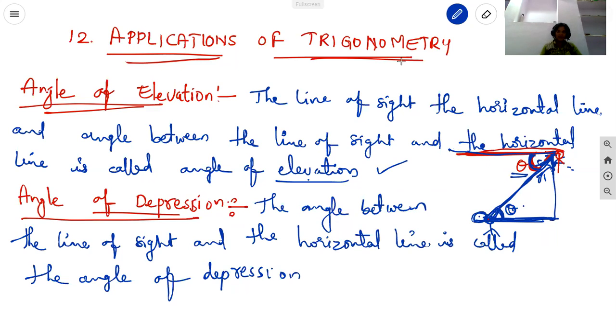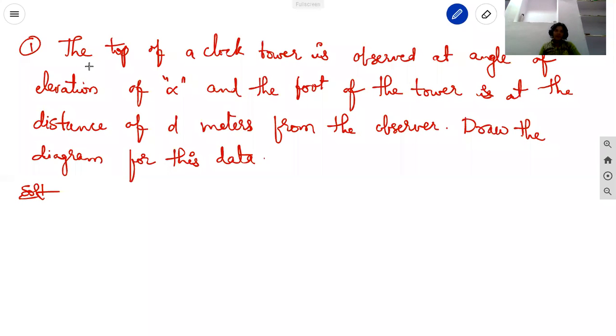Okay, the drawing style is very, very important. Drawing figures to solve problems depends on the following conditions. The first problem: the top of the clock tower is observed at an angle of elevation of alpha. First we draw the tower, the clock tower. This is the clock tower.